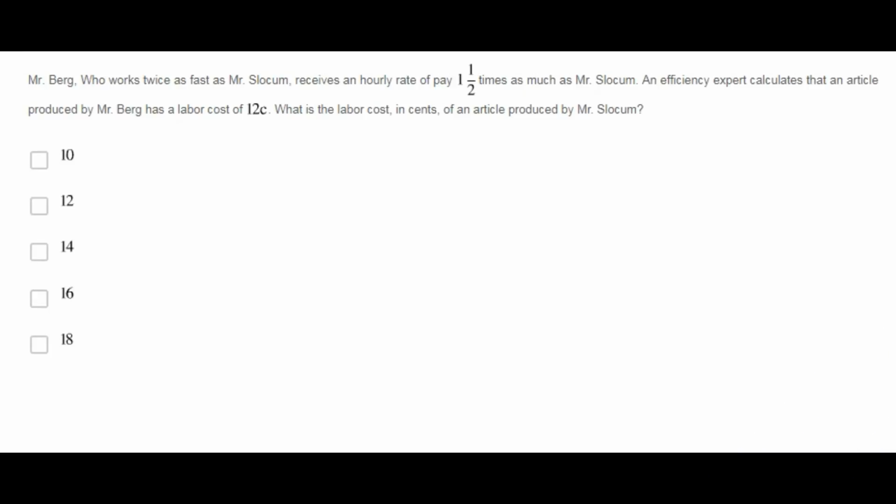Twice as fast as Mr. Slocum, receives an hourly rate of pay 1.5 times as much as Mr. Slocum. An efficiency expert calculates that an article produced by Mr. Berg has a labor cost of 12 cents. What is the labor cost in cents of an article produced by Mr. Slocum?